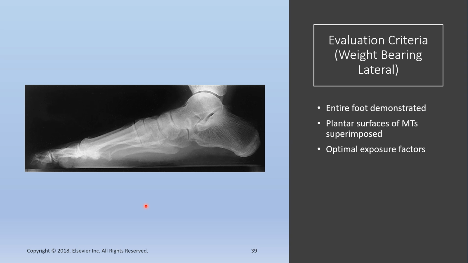So you have to demonstrate the entire foot with a minimum 1 inch of distal tib fib, just like a non-weight bearing. So that's not enough, really, of the distal tib fib. Okay? And the longitudinal arch typically has to be demonstrated on this image.